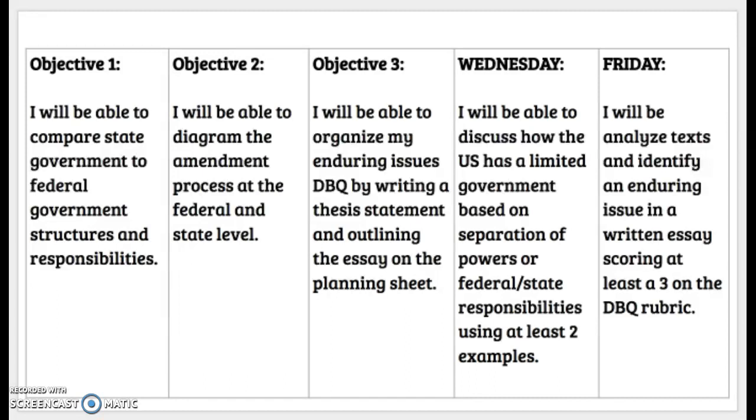Wednesday, just like every Wednesday, we didn't get to do this last week, but we will have that in-class discussion, and we're going to be discussing how the U.S. has a limited government based on separation of powers or federal and state responsibilities. So how do those two things, different branches of government or federal and state governments, help limit the government's power? When you're doing Objective 1 and 2, you're probably getting some examples which will help you meet Wednesday's objective.